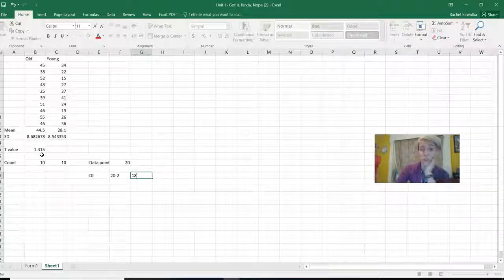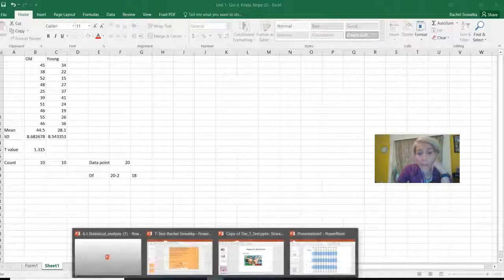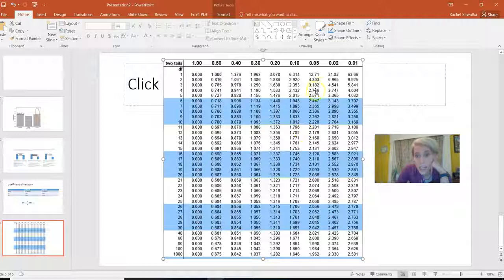So how do I find this critical value? I take all of my data points, right? And here I have two sets of data. So I've got 10 data points in each set. Add those together. I have 20 data points. And because I have two sets, I subtract the number 2, right? 20 minus 2, we have 18. Now I go back to my handy dandy chart and I look up 0.05 and 18. And when I travel across, I see this number, 2.101.